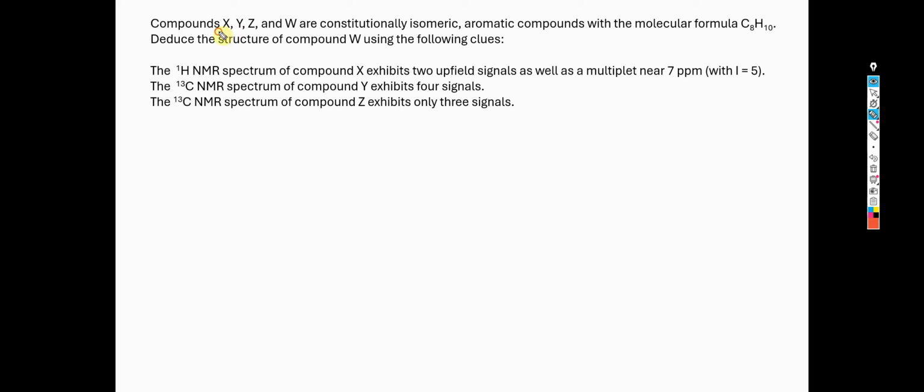Compounds X, Y, Z and W are constitutional isomers of each other, and they are aromatic compounds with the molecular formula C8H10. We are to deduce the structure of W based on the clues given for X, Y and Z, and these are the NMR spectrum characteristics of these three compounds. So go ahead and pause the screen, solve it or try to solve it, and start it when you're ready.